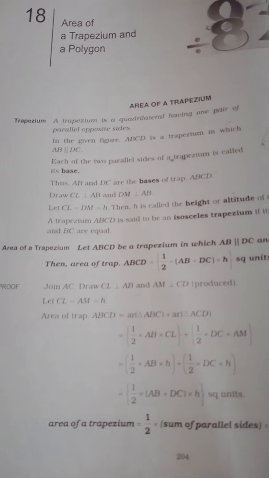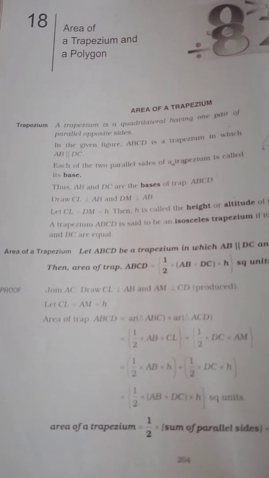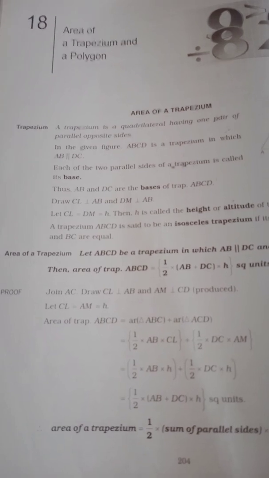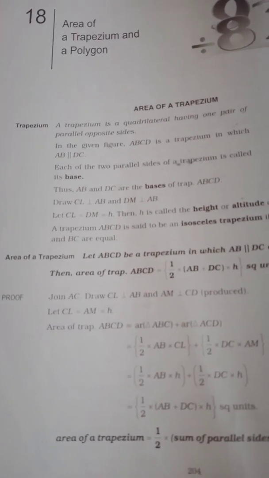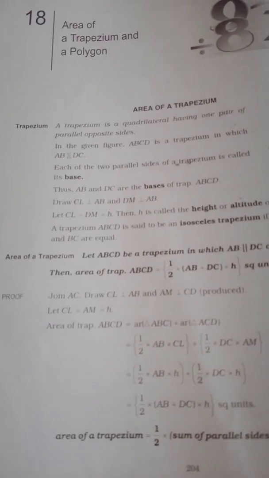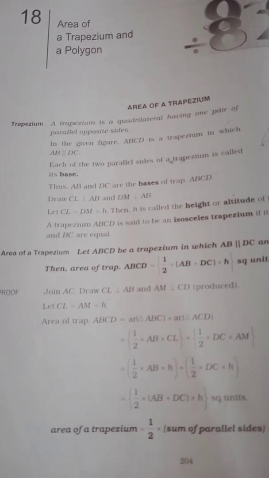In the previous class, I explained construction. Construction I will continue in the next lecture. Now today we start a new chapter, chapter 18, area of a trapezium and a polygon.